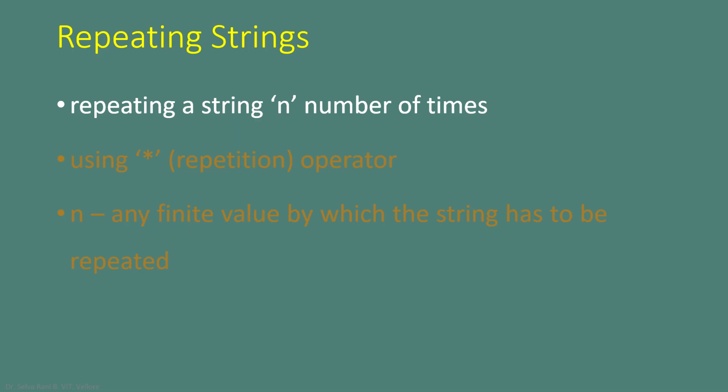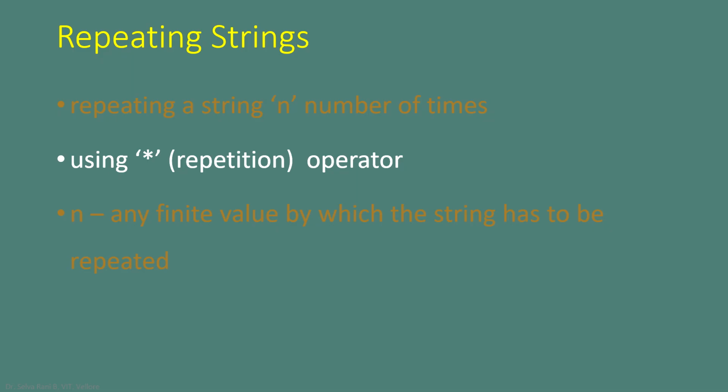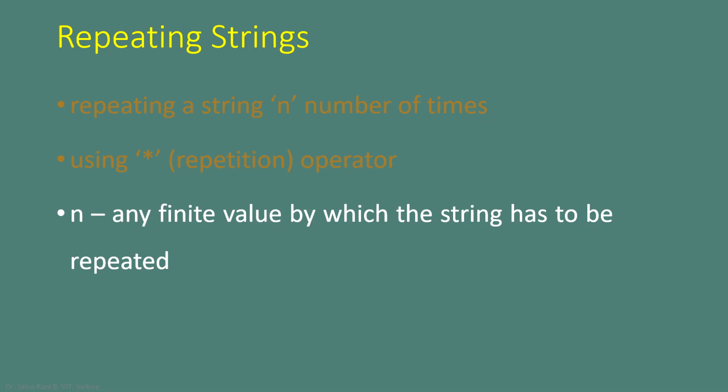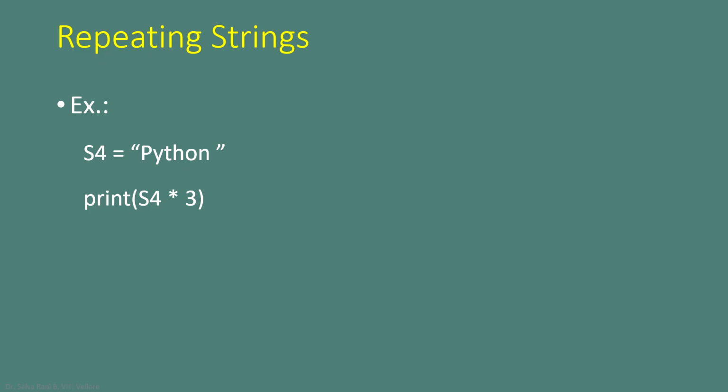Next is repeating strings. The repetition of a single string n number of times can be done with the help of the repetition operator. In Python, star is used as a repetition operator, and n is any finite value by which the given string has to be repeated. Let's see an example here. S4 is equal to Python, and we are repeating S4 3 number of times. Now if we print S4 into 3, the string will be repeated 3 number of times. The output is Python, Python, and Python.